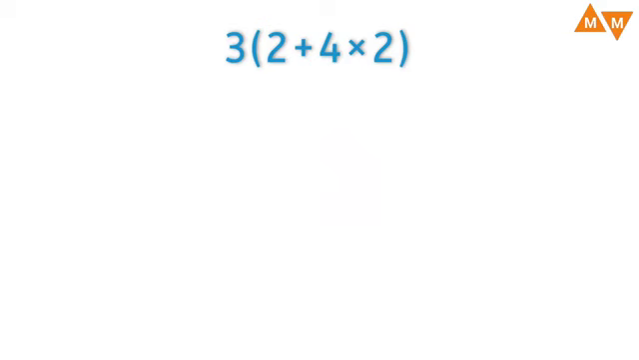So the problem is 3 times (2 plus 4 times 2). What does this equal? To solve this expression, you have to be careful with the order of the signs. Always be careful to solve the signs in the correct order. To get the correct answer, let's quickly understand the PEMDAS rule, as it helps to determine the sequence in which mathematical expressions should be evaluated to ensure accurate results.